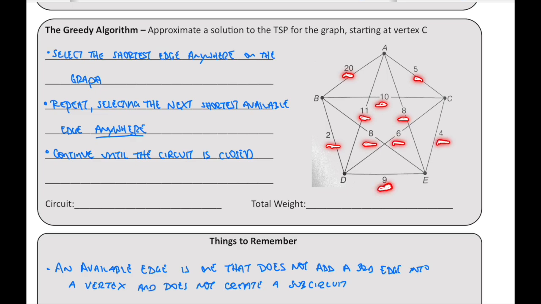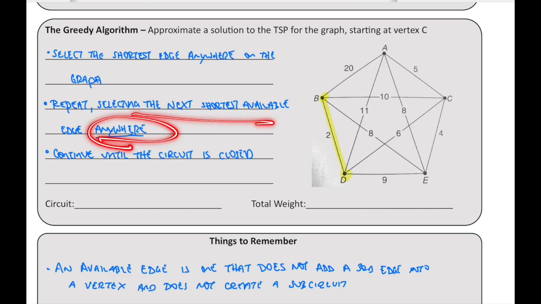The shortest number there is that 2. So we're going to build our circuit, not starting at the start, but building our circuit in pieces. So we're going to use that BD because that is the shortest available edge anywhere. After the 2, the next least valued number is 4. So we're going to use that 4.